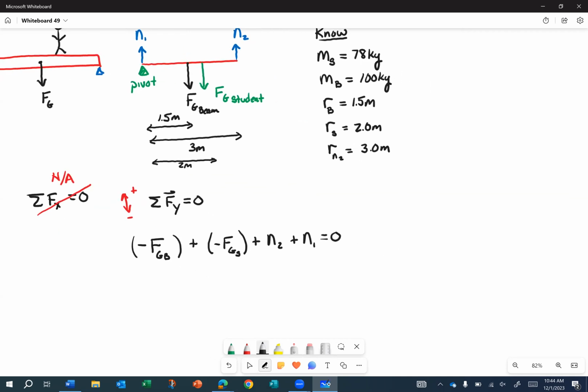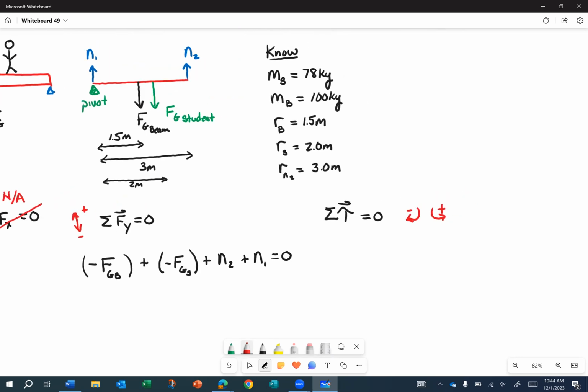In the torque equation, if I say that summation of my torques must be equal to 0, I will take clockwise to be negative and counterclockwise to be positive. The pivot is at N2. So as I take a look at this bar, here's our pivot point, right? The force of gravity of the beam is acting down, that's going to cause a clockwise torque. The force of gravity of the student, clockwise torque. N2 acting up is going to cause counterclockwise torque.